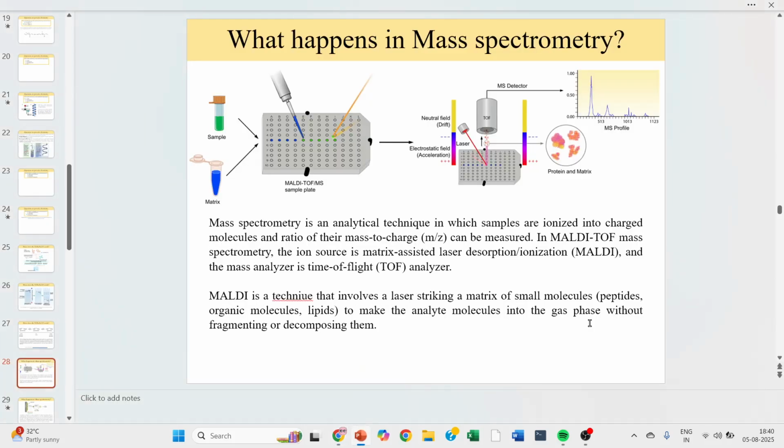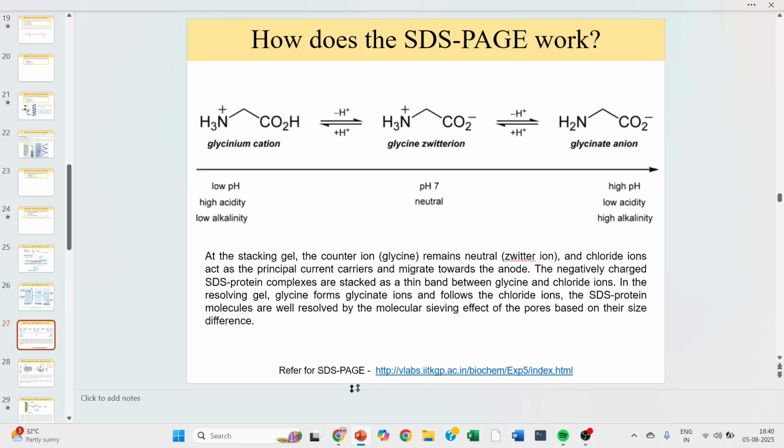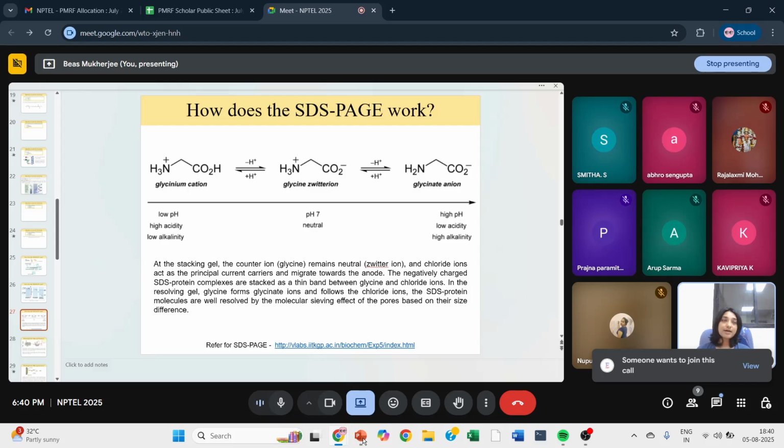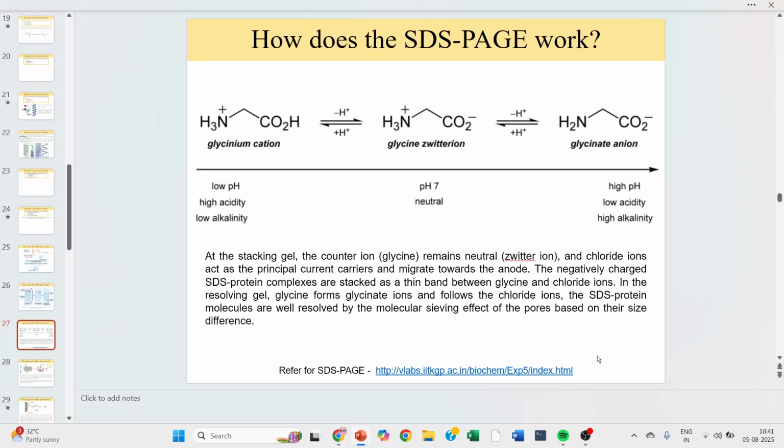In this particular slide, you can actually refer to this virtual labs link. This is something that we all have developed, and here you can actually perform the experiment virtually. This is for you to understand SDS-PAGE nicely. So me and my colleagues have developed this, and you can go through this. It will give you a very good understanding of the entire concept of SDS-PAGE. Besides SDS-PAGE, there are also many other experiments. You can go through those.